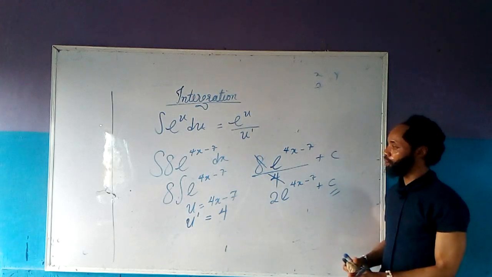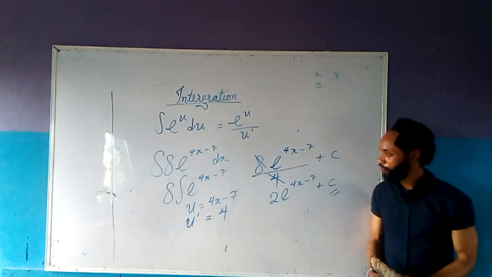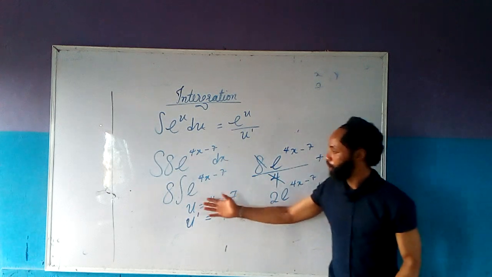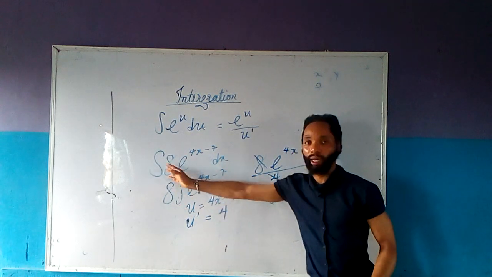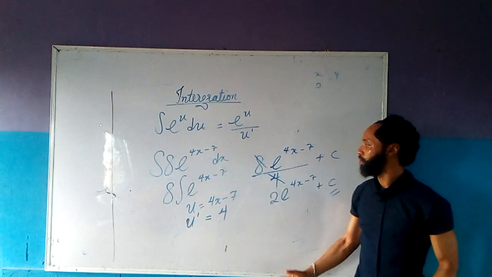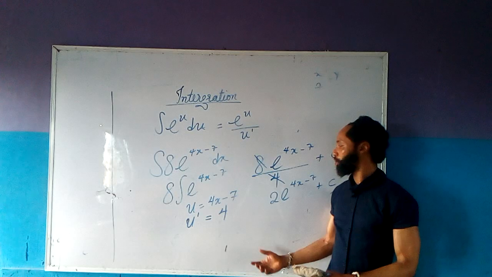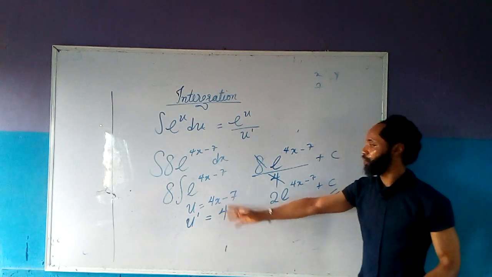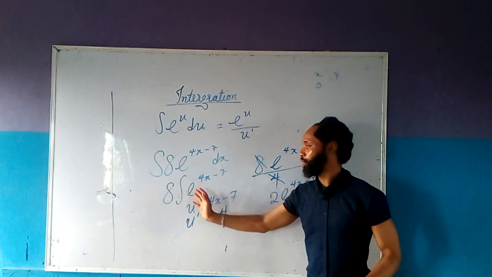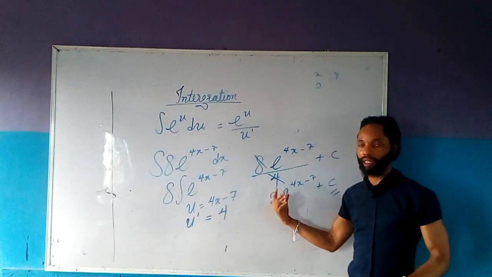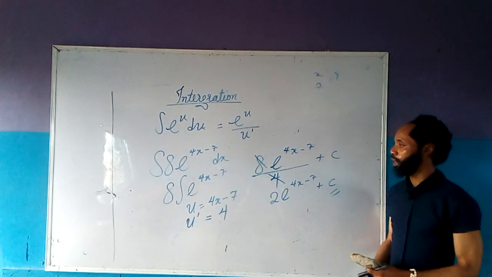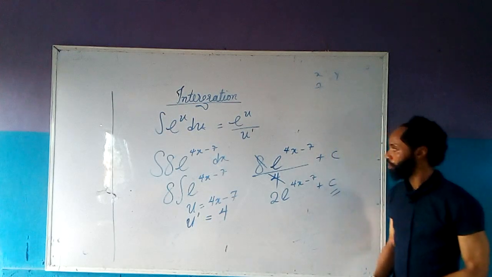Look at what we did. We brought our 8 out, integrated what we have, then multiplied that with our 8. Just like you do constant multiple for differentiation, you simply take it out, then when you integrate, bring it back to multiply.